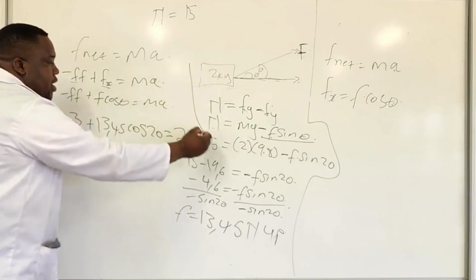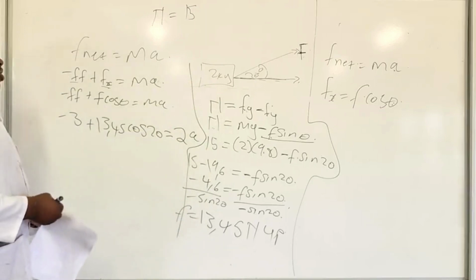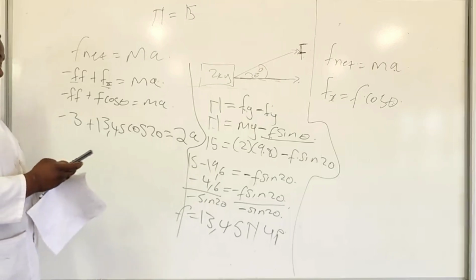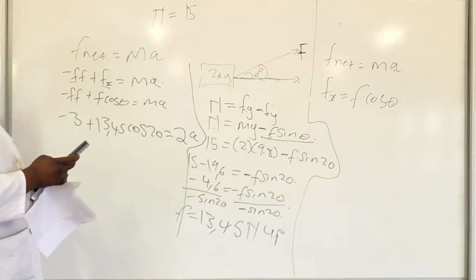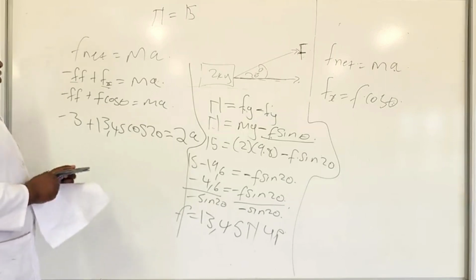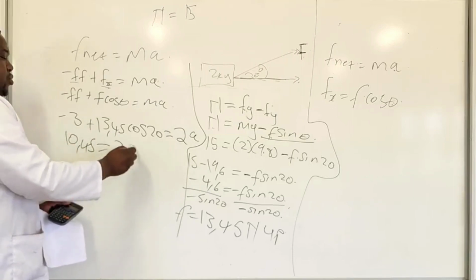Remember, we are trying to calculate the acceleration. So let us add this. What will we get? Minus 3 plus 13,445. What do we get? We get 10,45, which is equal to 2a.